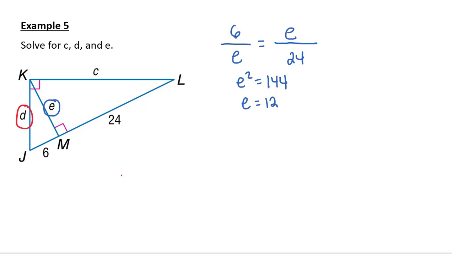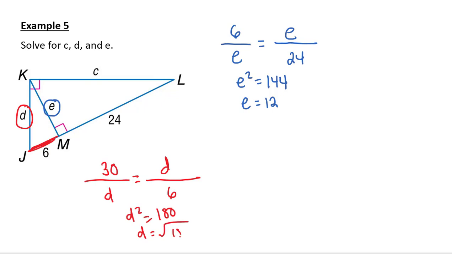D. That's my leg geometric mean. So my leg is the geometric mean. So D is the geometric mean between the whole hypotenuse, which is 30, and the little piece that's adjacent to the hypotenuse, which is 6. So D squared is equal to 180. D is equal to the square root of 180. So therefore, D is going to equal 36 times 5, so that is 6 root 5. Again, everything's in simplest radical form.